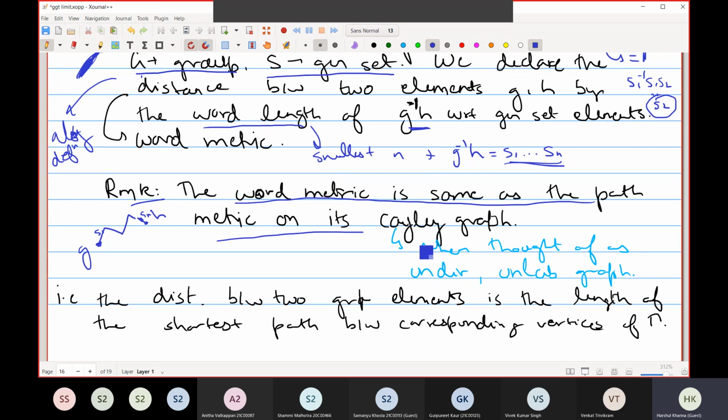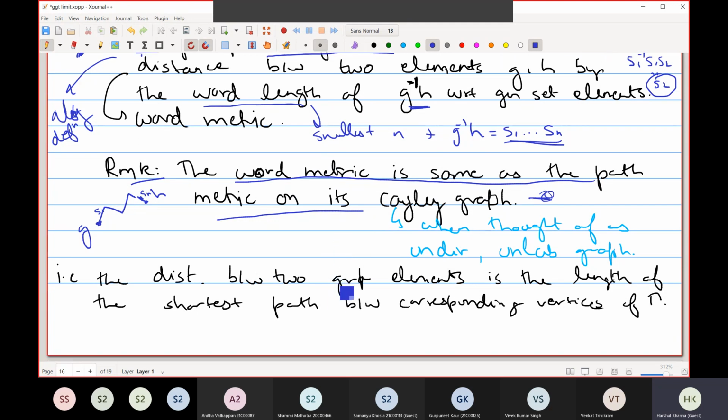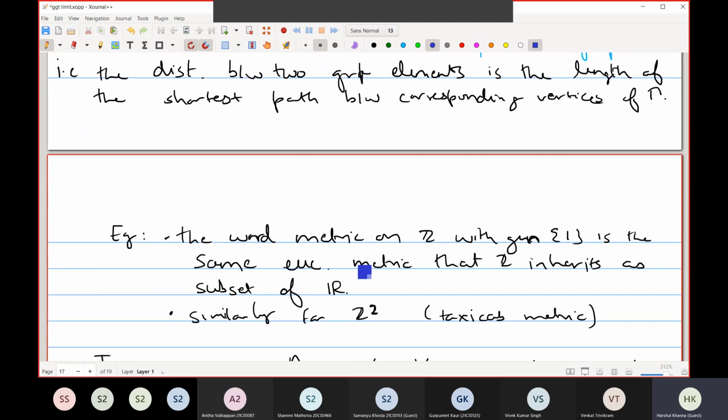Note we defined the Cayley graph to be a labeled and directed graph, but in this situation we are just thinking of the Cayley graph as an undirected and unlabeled graph, for the path metric, and we see that these two metrics correspond to each other. That is, the distance between two group elements is the length of the shortest edge path between the corresponding vertices in your Cayley graph.